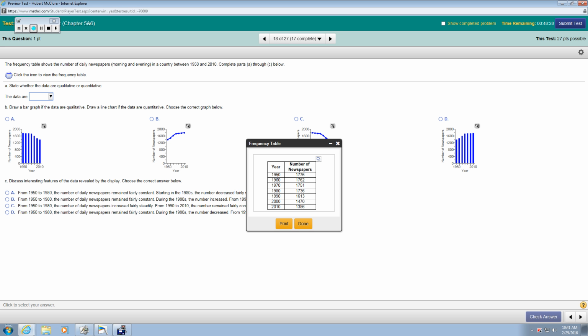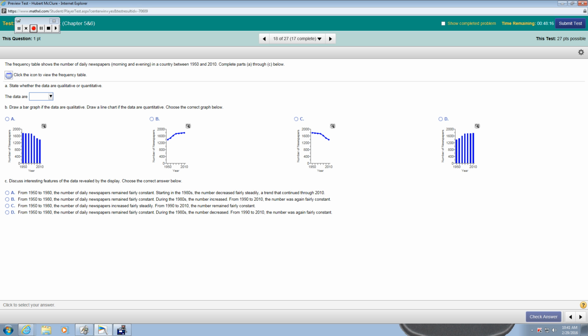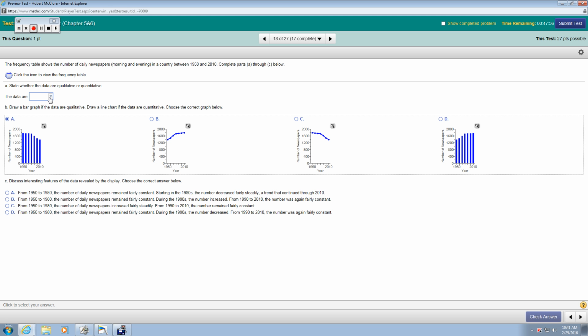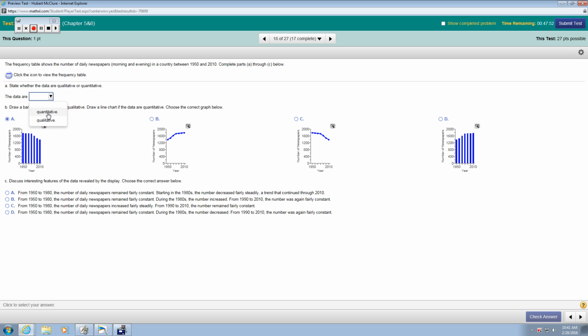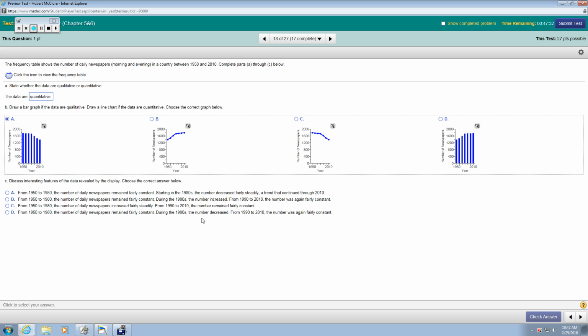Here's the data. So 1950, what's happening to the number of newspapers? It's going down. So which one can we take out? We can take out anything going what? Now, it says draw a what? So which one is it? A. State whether the data is qualitative or quantitative. This is quantitative. Why is it quantitative? Number of whatever they are measuring. Discuss the interesting features of data revealed by the display. They were constant till what? 1980, and then after 1980, they what? Went down.